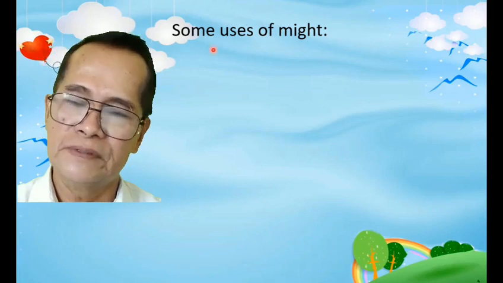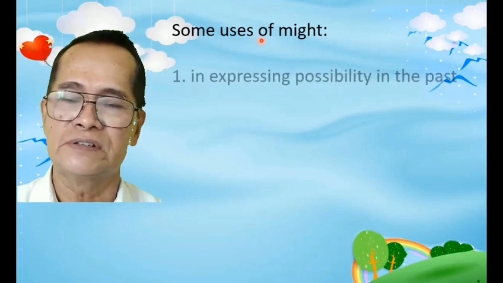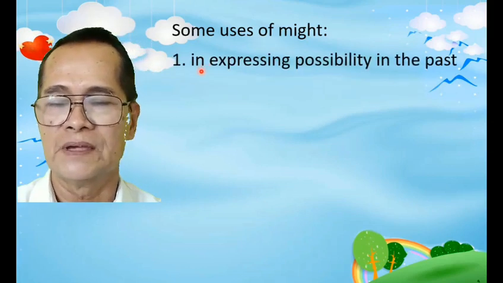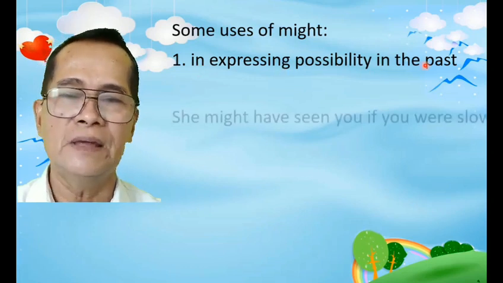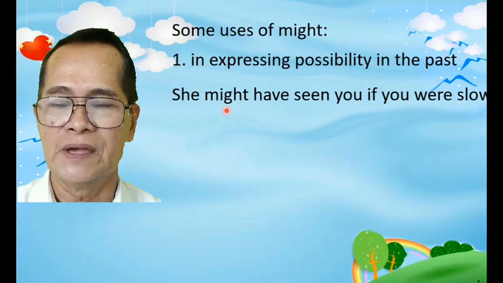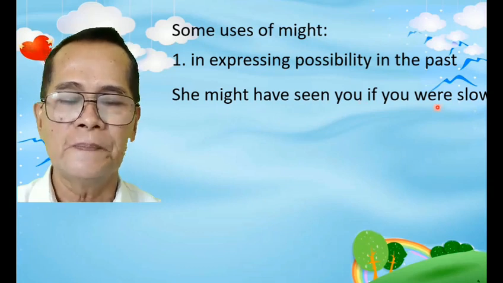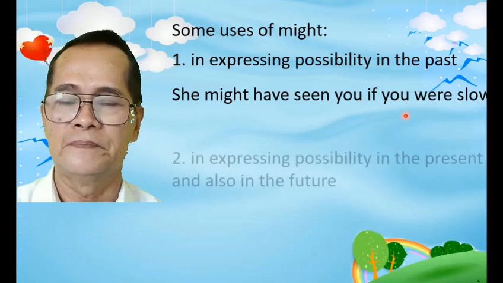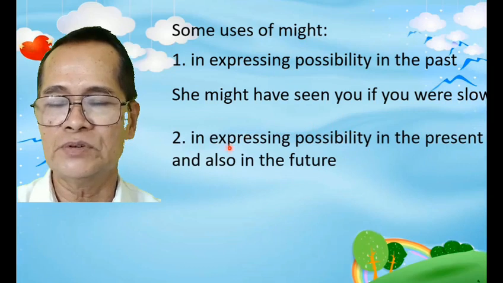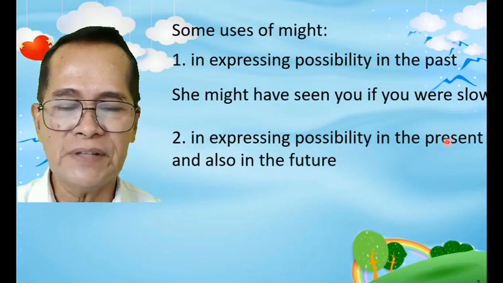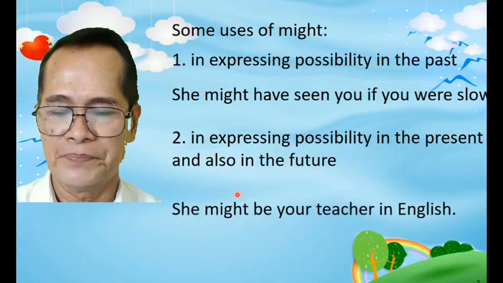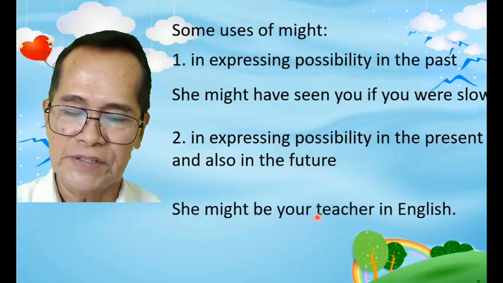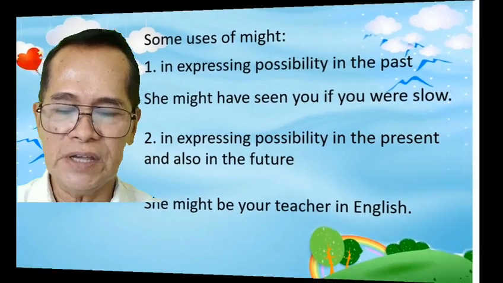Now, about the modal might, here are some uses of might. Number one, might can be used in expressing possibility in the past. Example, she might have seen you if you were slow. Number two, in expressing possibility in the present and also in the future. Example, she might be your teacher in English.